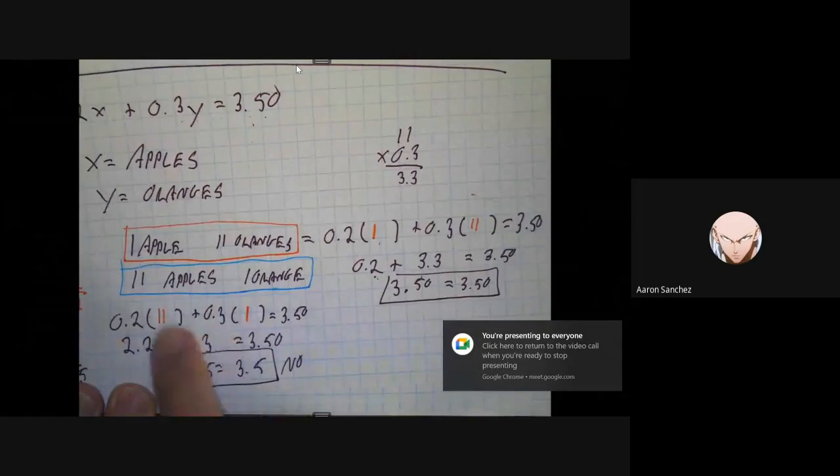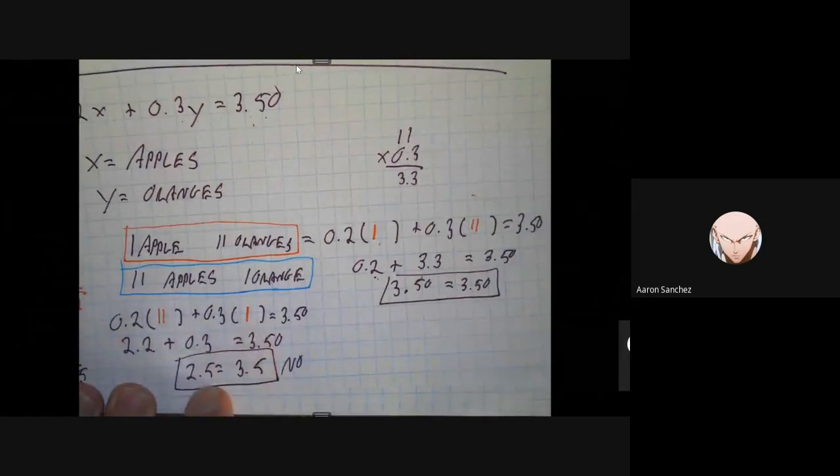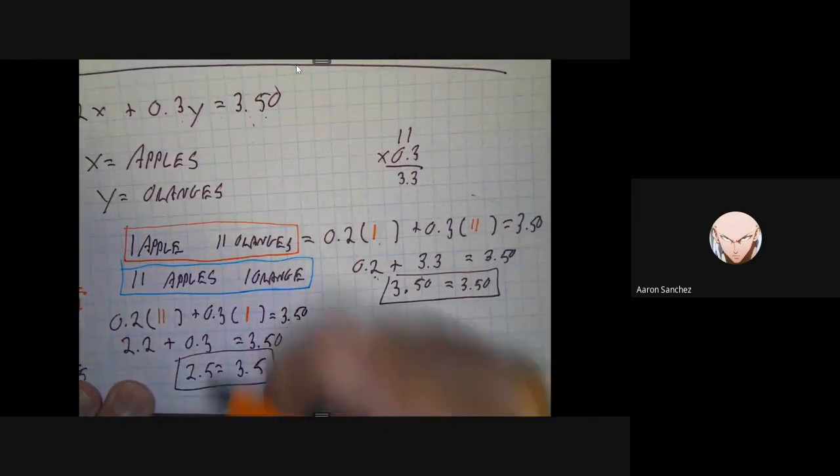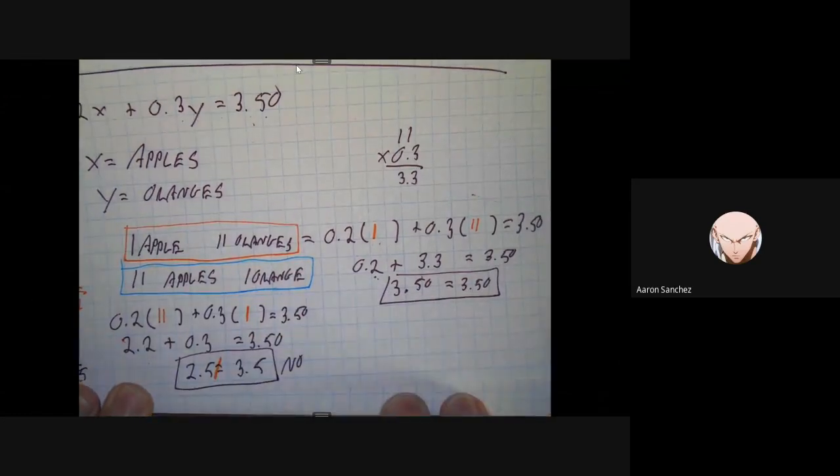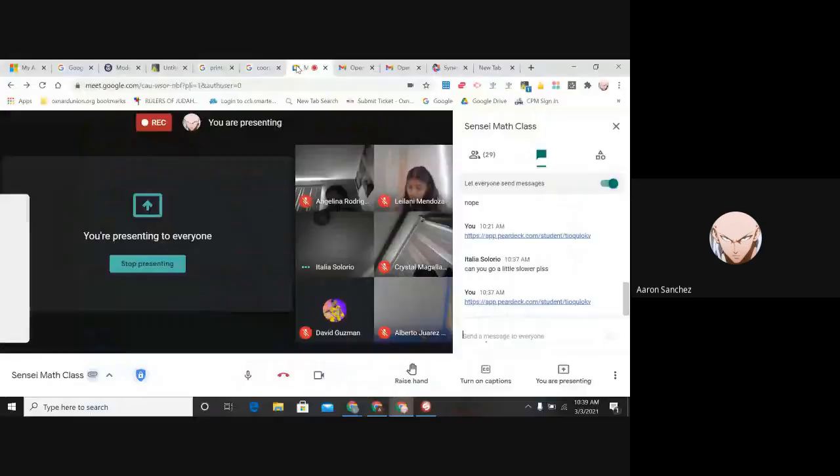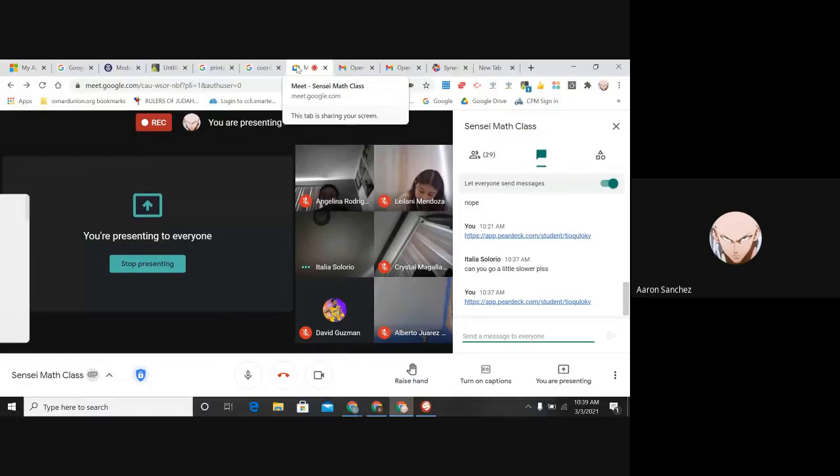Remember, 11 apples and 1 orange does not work. It equals 250. Does not equal 350. So that's the one. That's our answer. That's it. Okay. All right, let's look at the next one, and I'm going to have you guys select it.